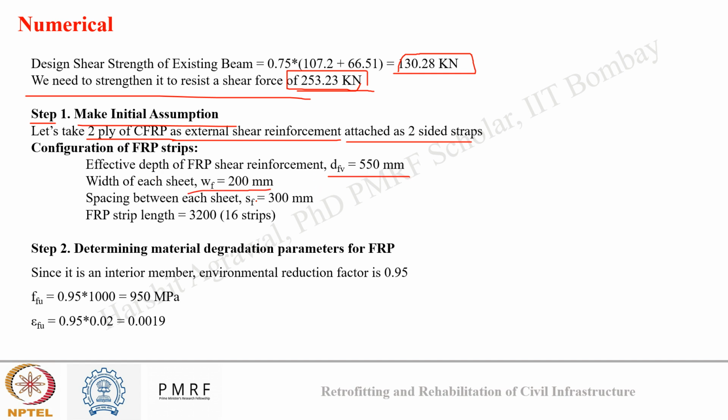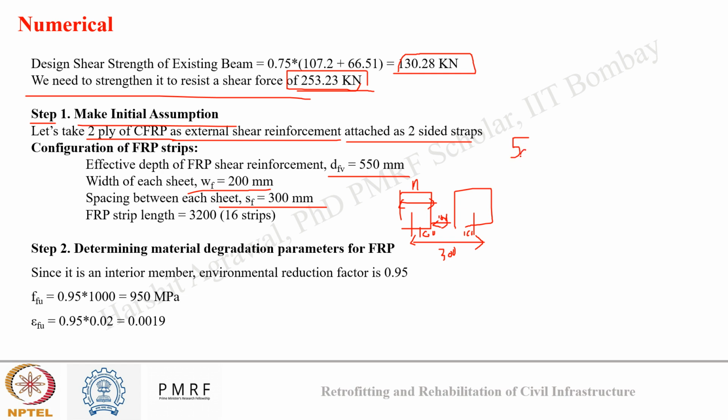Width of each sheet is given to us. Spacing between each sheet is given to us. Now, how many sheets can I provide on one side? So it is nothing but the number of strips. Suppose I am assuming n. Okay. So in between two strips, my total spacing is 300 mm, center to center. Okay. So since this length is 200, this will come out to be 100 mm. Okay, 300 minus 100 from here, minus 100 from here. So clear spacing between strips is 100 mm.